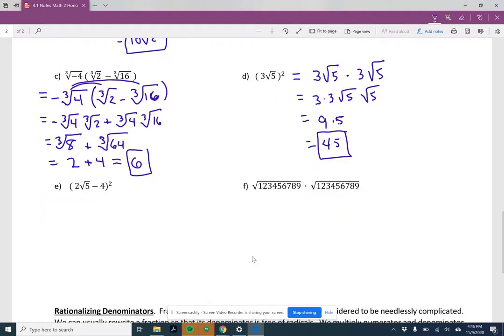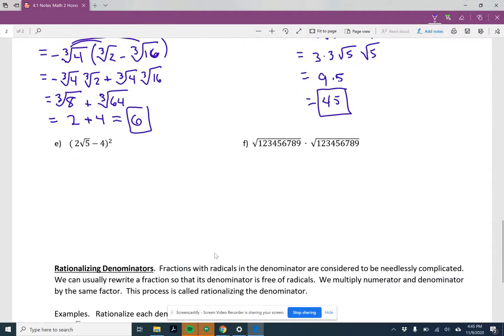All right, part E. And the rationalizing denominators, this is going to be for the honors. This will be the end of the notes for secondary T regular. So we have 2 square roots of 5 minus 4 times another 2 square roots of 5 minus 4. So we're going to multiply this out like it was a binomial multiplying with a binomial. So we're going to do 2 square root of 5 times another 2 square root of 5. So that's 2 square roots of 5 squared.